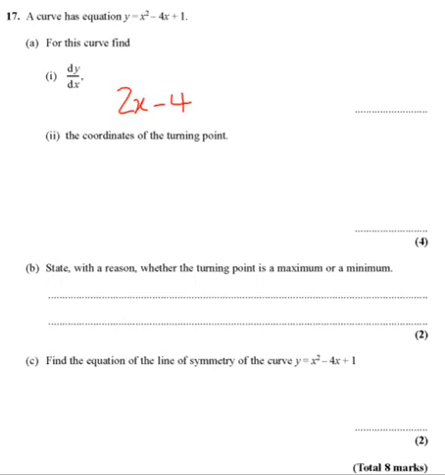Okay, differentiation. First thing, x squared minus 4x plus 1: the x squared goes to 2x, the minus 4x goes to minus 4, and the plus 1 differentiates to 0. So dy by dx is equal to 2x minus 4. The coordinates of the turning point.